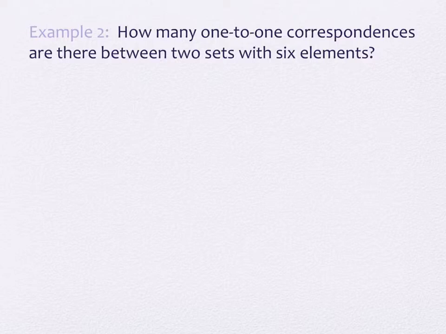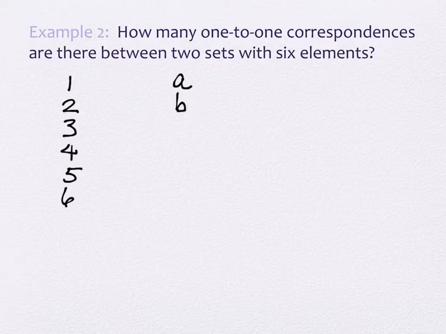Well, here's the way that it works. So we're going to list this set. I'm going to just show you visually what it looks like, and then I'll show you how to calculate it. So there's one set over here with 6 elements. We're just going to do the numbers 1 through 6. And we're going to do the letters, the first 6 letters of the alphabet, A, B, C, D, E, F.